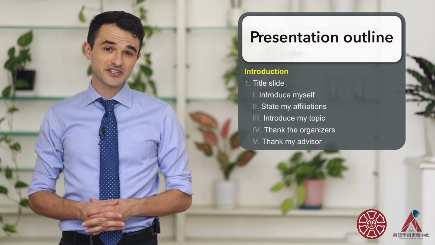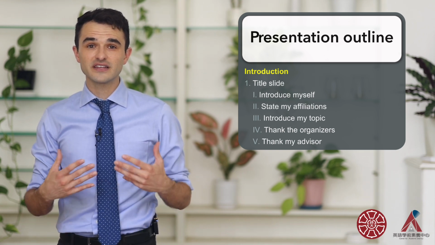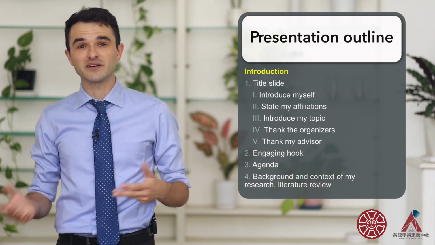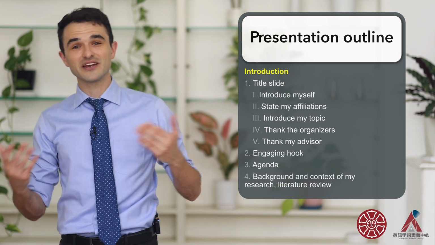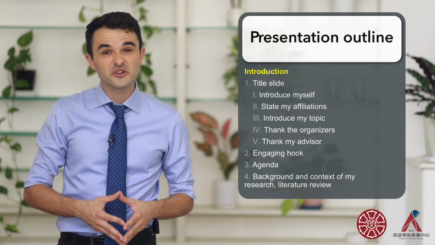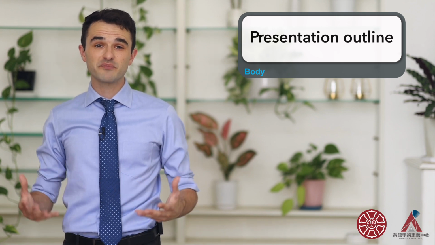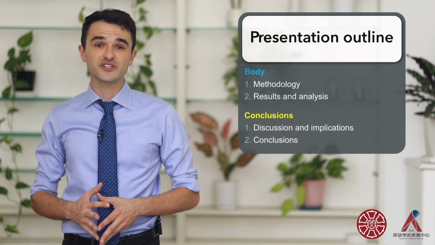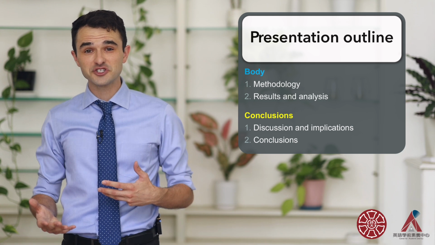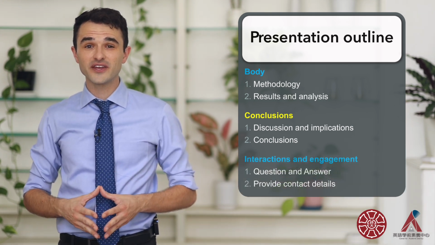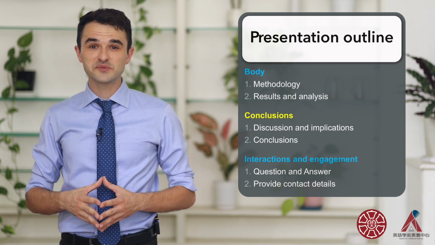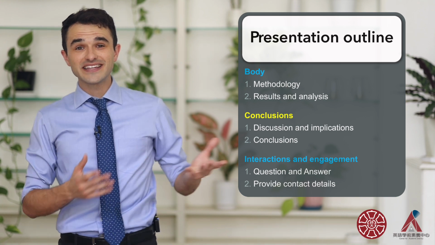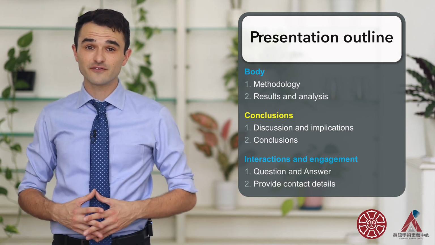Next, I'm going to make my outline for my presentation. Let's start with the introduction: title slide. Introduce myself, state my affiliations, introduce my topic, thank the advisor. I have an engaging hook, an agenda, background and context of my research, my literature review, and maybe I want to include a quiz here. After the introduction comes my presentation's body: my methodology, results, and analysis. Then comes the conclusions: conclusions, discussion, and implications. Lastly, I need to leave room to hear from the audience: interactions and engagement, question and answer. I provide my contact details, and we're done. This presentation outline is simple and easy for the audience to follow.